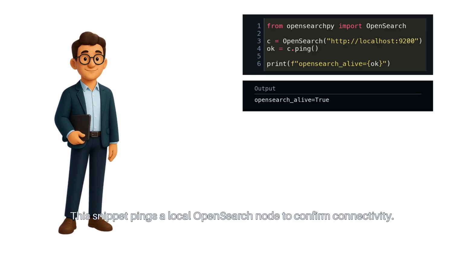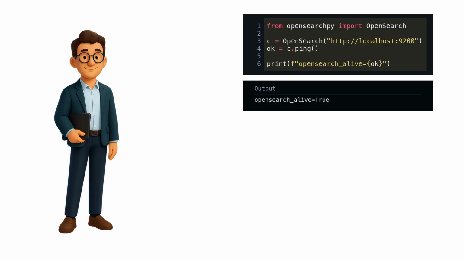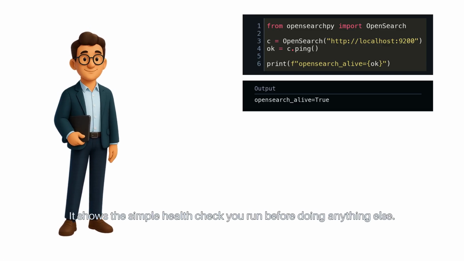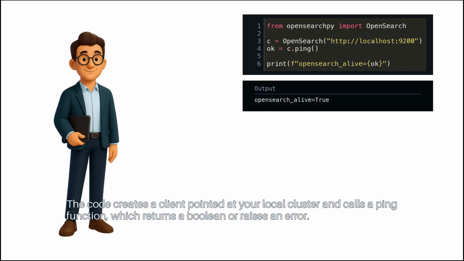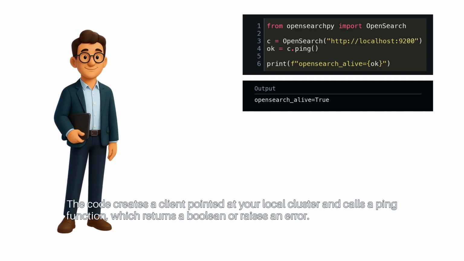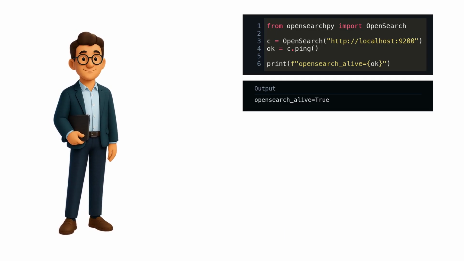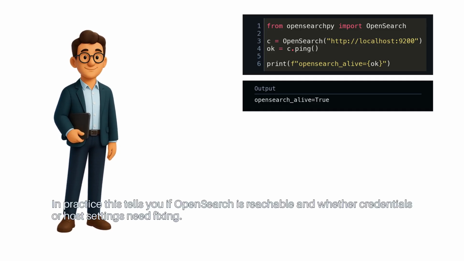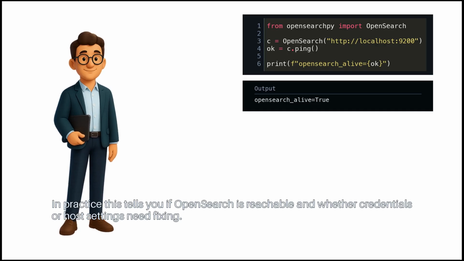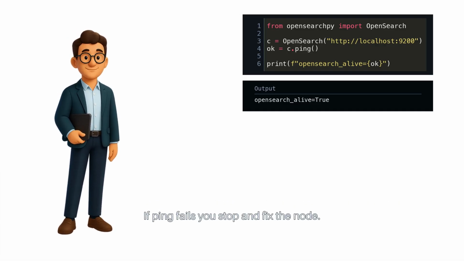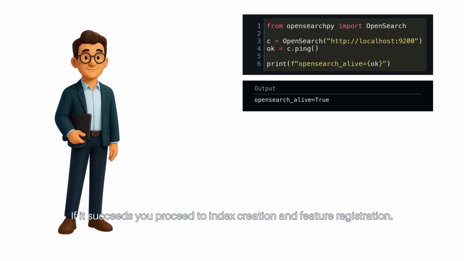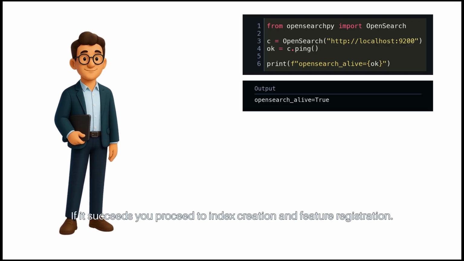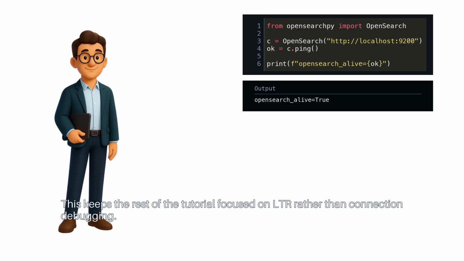This snippet pings a local OpenSearch node to confirm connectivity. It shows the simple health check you run before doing anything else. The code creates a client pointed at your local cluster and calls a ping function, which returns a Boolean or raises an error. In practice, this tells you if OpenSearch is reachable and whether credentials or host settings need fixing. If ping fails, you stop and fix the node. If it succeeds, you proceed to index creation and feature registration. This keeps the rest of the tutorial focused on LTR rather than connection debugging.